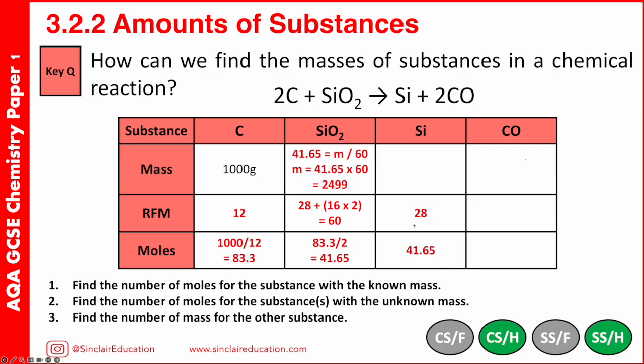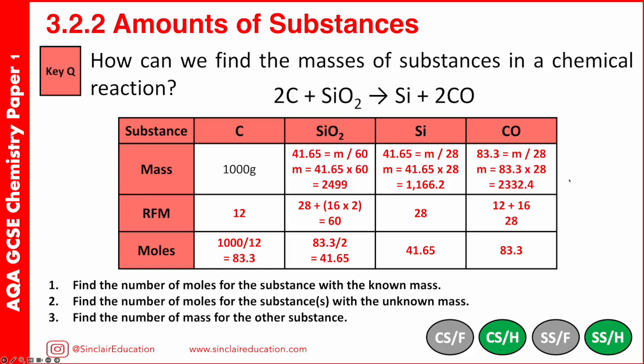It is an RFM of this, and again we substitute back into the equation with our values to find that actually we should make this much silicon. Now 2 moles of carbon make 2 moles of carbon monoxide, so here if it's 83.3 moles of carbon, we should make 83.3 moles of carbon monoxide. We find its RFM, and we go back to using our equation, moles equals mass divided by RFM. So in this case, I'm going to make this much carbon monoxide.